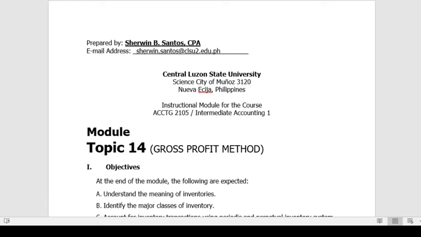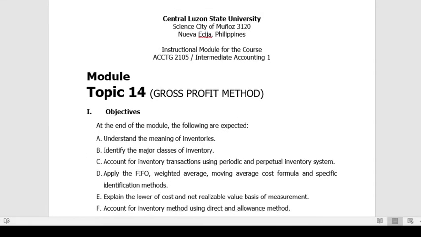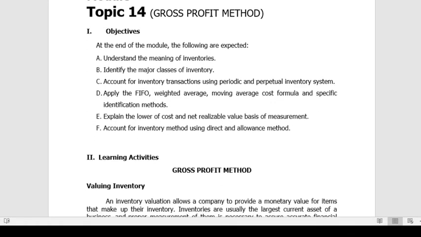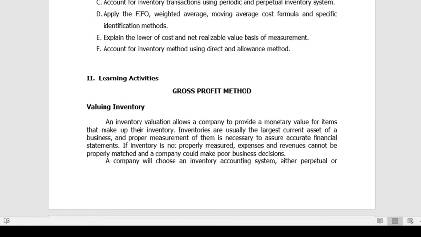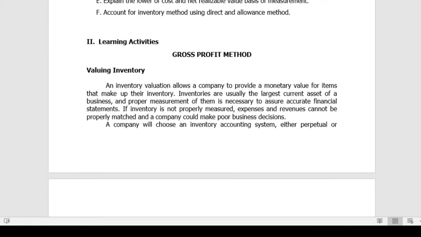For Module 14 and Module 15, we'll be analyzing the methods of estimating inventory. There are cases where you need to estimate the amount of inventory because at the time it is requested, you cannot yet identify the actual figure of the inventory accounts. So, one is to use the gross profit method.